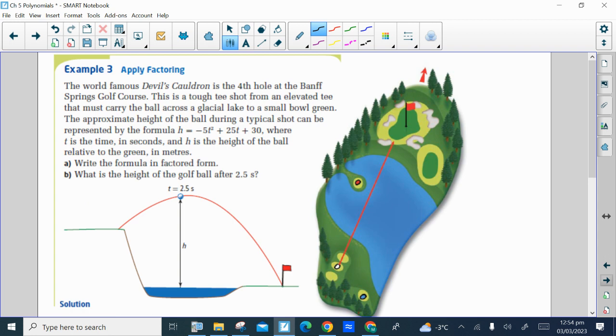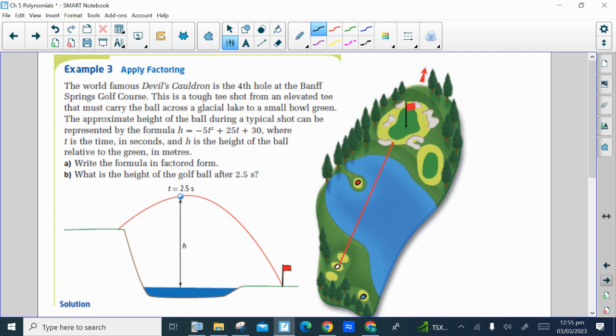So we're going to see that sometimes you can apply factoring to help you solve a problem. The world famous Devil's Cauldron is the 4th hole at the Banff Springs Golf Course. It's a tough tee shot from an elevated tee that must carry the ball across a glacial lake to a small bowl green. The approximate height of the ball during a typical shot can be represented by this formula.